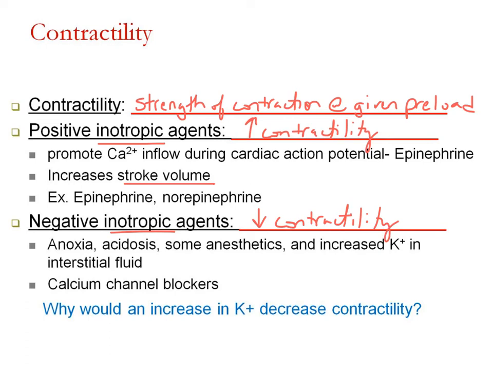Things that will do that are anoxia, which is low oxygen or blood flow, acidosis, some anesthetics, increased potassium in interstitial fluid, and calcium channel blockers. Okay? I want you to think about this question, and maybe we'll go over it in class. I want you to think about that on your own.